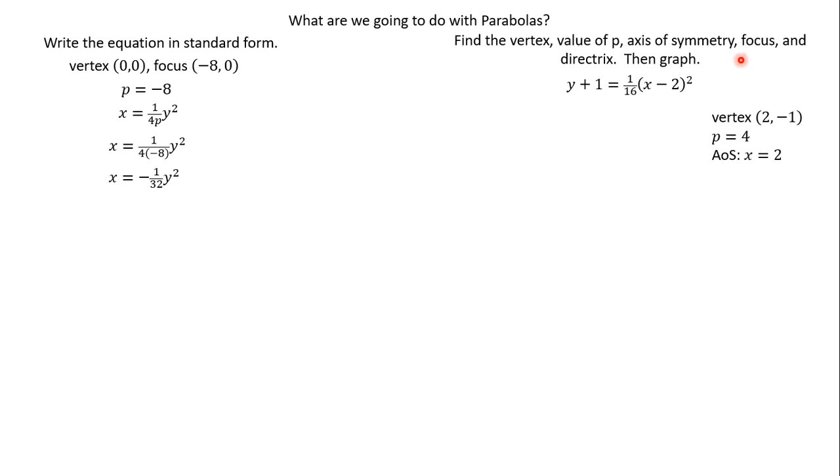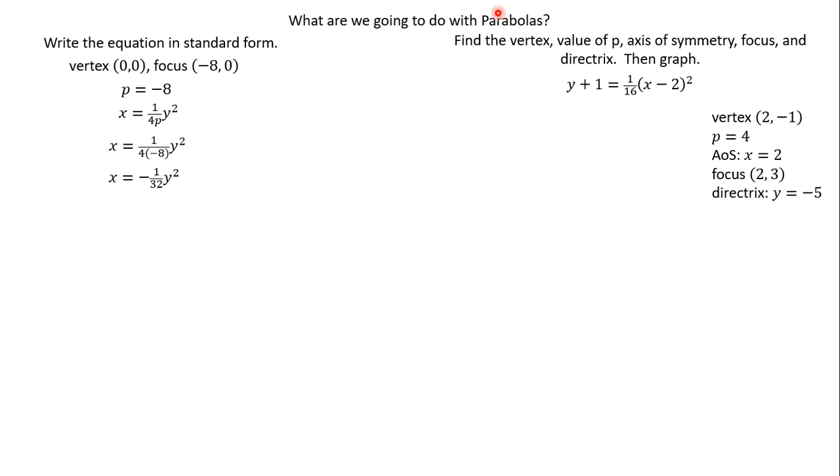The focus, if we start out at 2, -1, and our p-value is 4 in the y direction, what is -1 plus 4? 3. So the focus, 2, 3. The directrix, we just go backwards. So we went -1 plus 4. Let's go -1 minus 4. Gives us -5. The directrix is y equals -5.